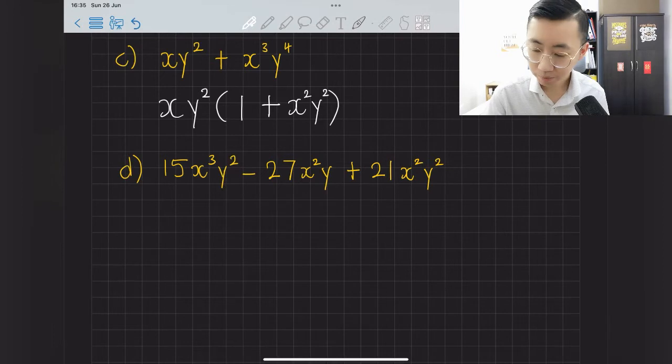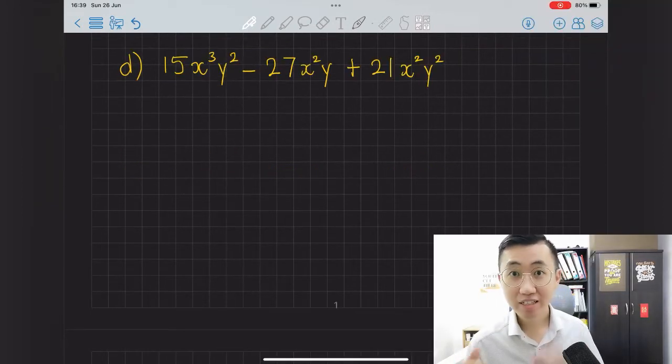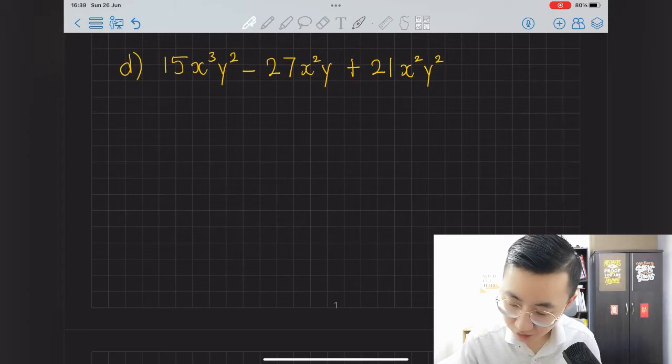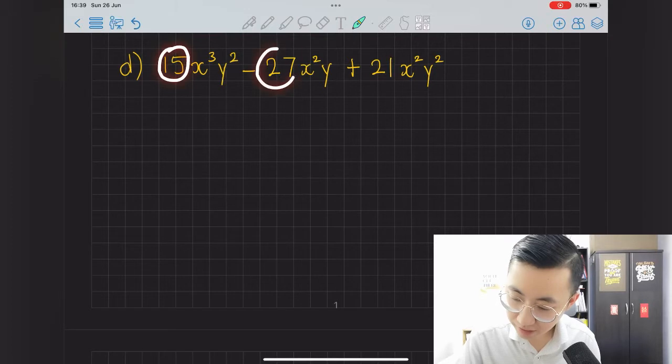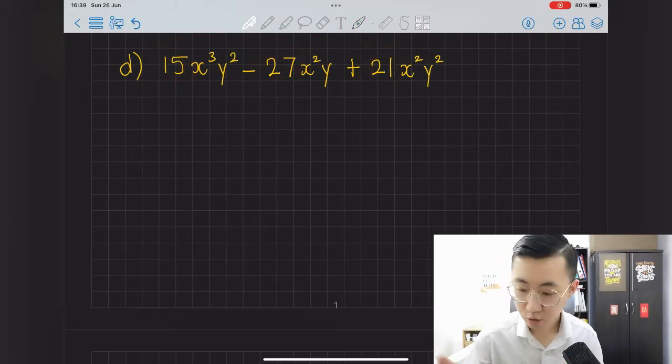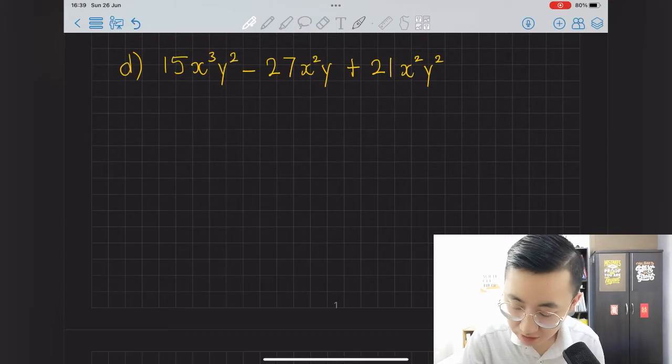Factorize out already. Do try this tough question, okay? Let's see if you are able to handle simple factorization. So let us start. Okay, so teacher can see 15, 27 and 21. So all these 3 numbers can be divided by 3. So let's do that. I am gonna factorize out 3. Alright, let's see anything else we can factorize.